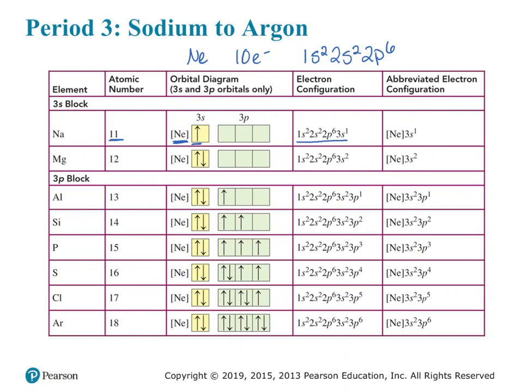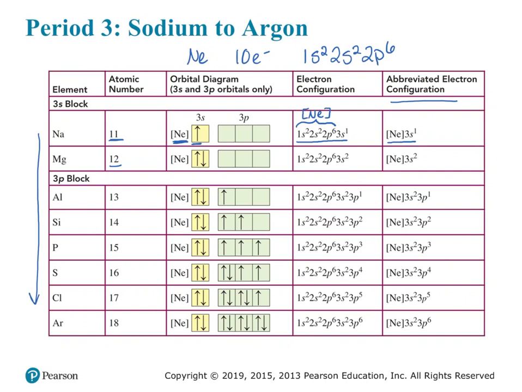Now, this is a bit of a longer electron configuration. So what we can do is substitute in neon for the first 10 electrons. That's going to give us neon 3s1, and that's our abbreviated electron configuration. Okay, we can do the same thing for magnesium. Magnesium just has one more electron than sodium. And you can probably start to see the trend as we go down the list here. We're just starting to fill in the 3s orbitals, and then eventually we start filling in the 3p orbitals, similar to what we saw before.